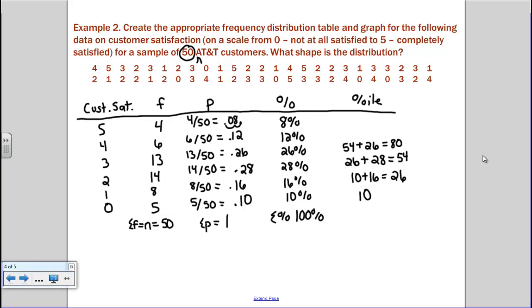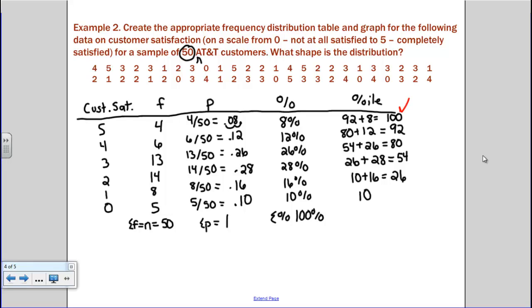Now I take my percentile for the value just below the one I'm interested in. Now I'm interested in 4, so the percentile from 3 plus the percentage for the value I'm interested in, so the percentage for 4. 80 plus 12 gives me 92, and then finish off with 92 plus, now I'm looking at a value in customer satisfaction of 5, and that is 8% of the sample had a value of 5, and I have 100. So this is a good sign.